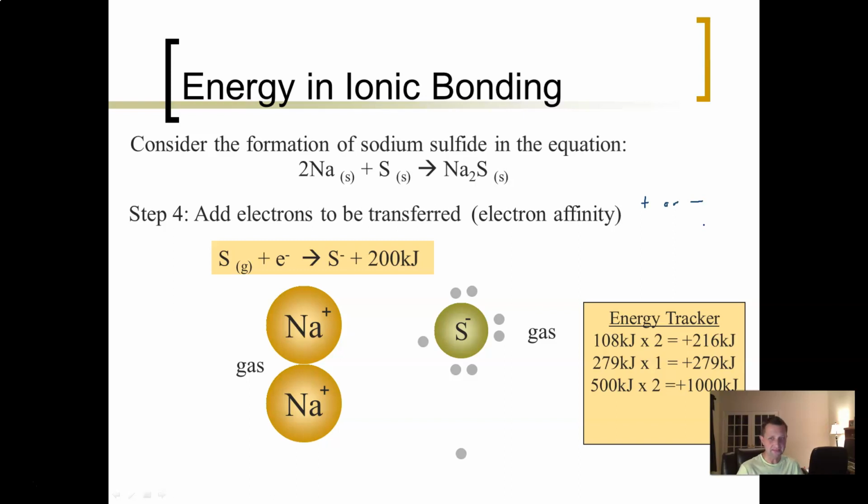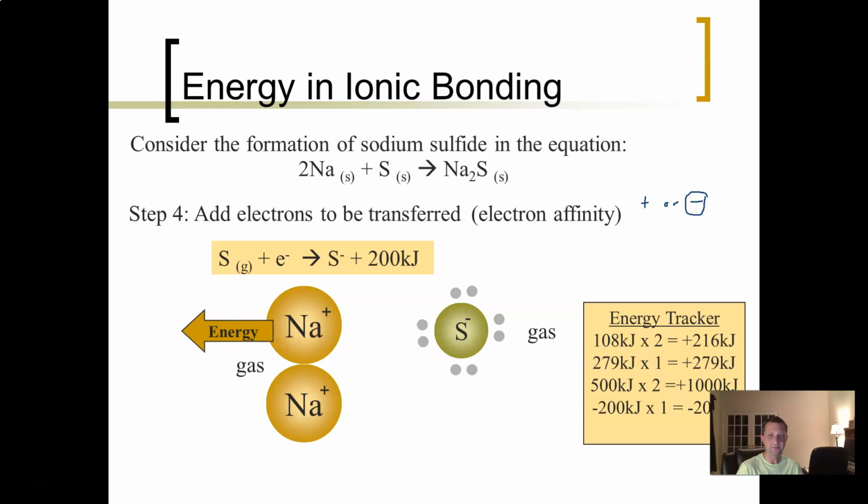So in this case, your first electron affinity is negative. Okay? Which is why we write it on the product side. Exothermic for this one. Not always the case, but for this one it is. We still have another electron down here. Let's move it on.